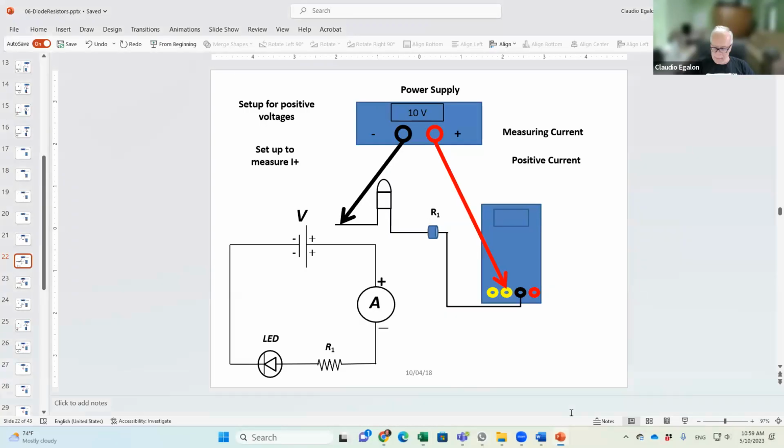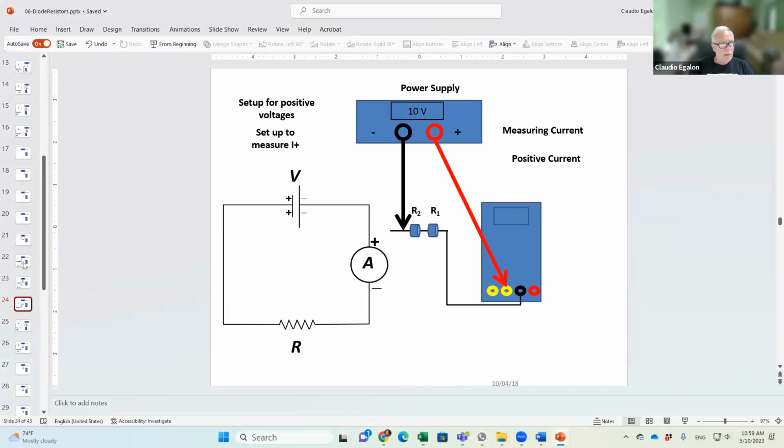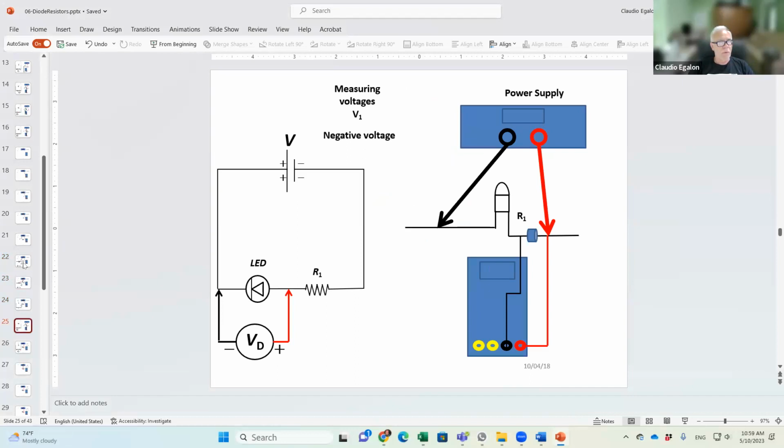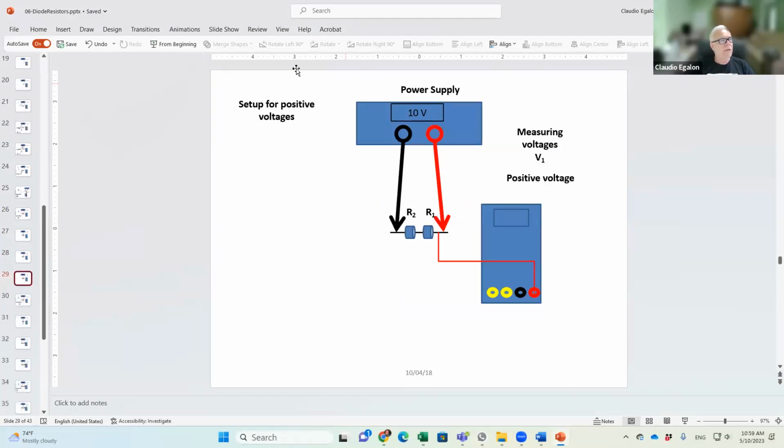Okay, and let's see if I have another graph here for you, another illustration. Okay, just a comparison, right? Resistor 1 and resistor 2. Okay, so that's what it is. That's all you need. So I'll save this, it's already saved.